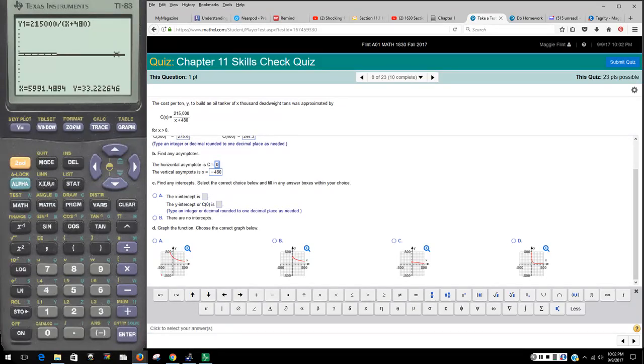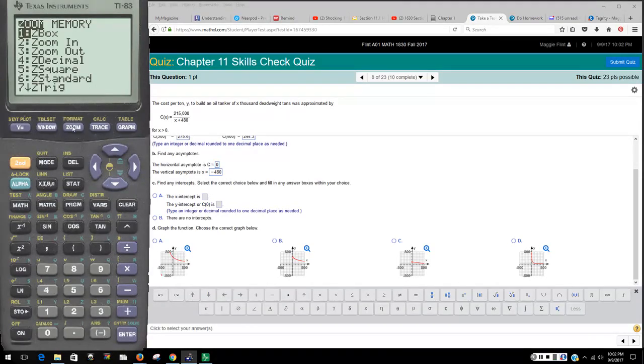Now, I'm going to zoom back to the previous screen. Okay, maybe it'd be easier if I do it this way. Negative 800 to 800. And leave that the same and look at the graph.